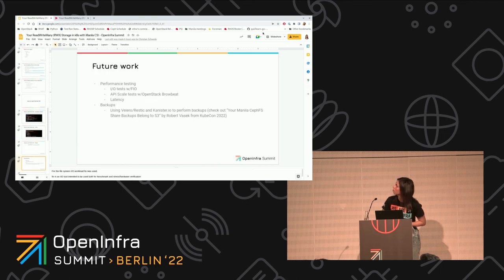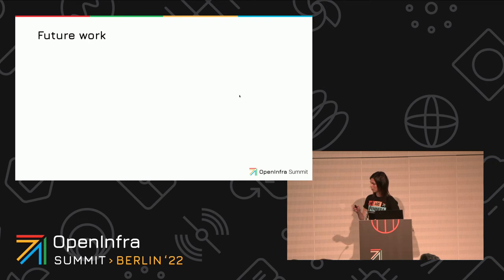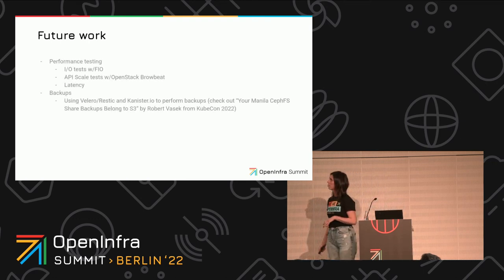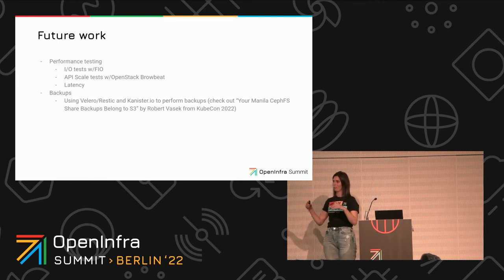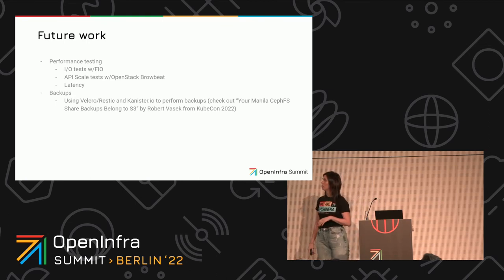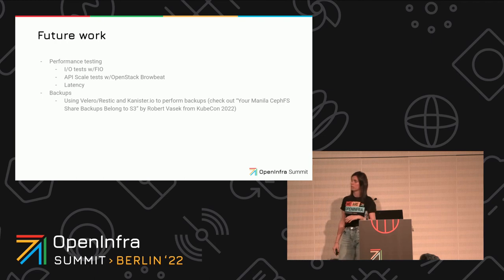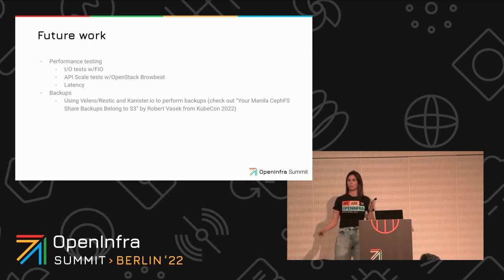And we are going to close up with future work. So for future work, we have a couple of things. In our team, we're working on some performance testing. Basically, we want to check how all the levels of abstraction that we have are working. We have Ceph on one side, we have OpenStack, and we have Kubernetes or OpenShift running on top. So it's a lot of things happening at the same time. We are doing some I/O tests with VIO. We are also running some API scale tests with OpenStack Browbit. I don't know if you're familiar with it. Also some latency tests. We don't have results yet to show you, but we expect that in a future presentation, maybe we can have some information to share with you.